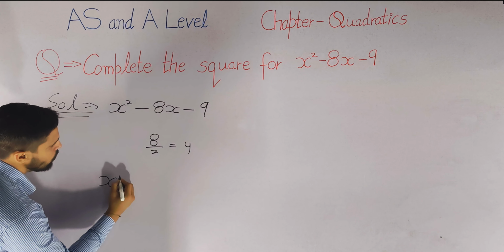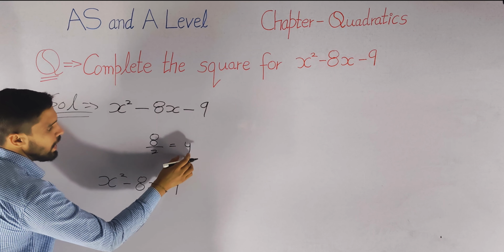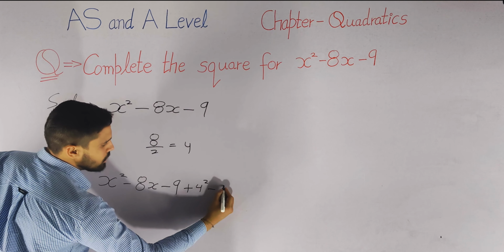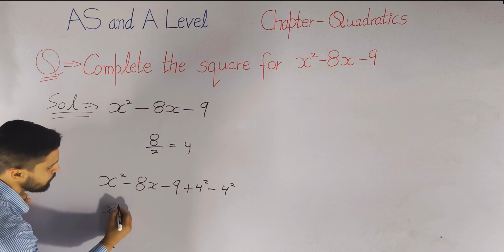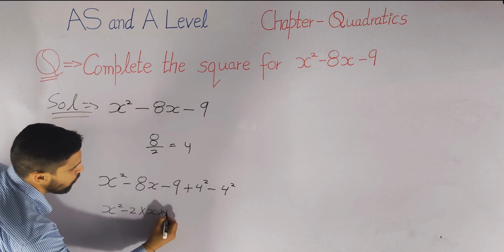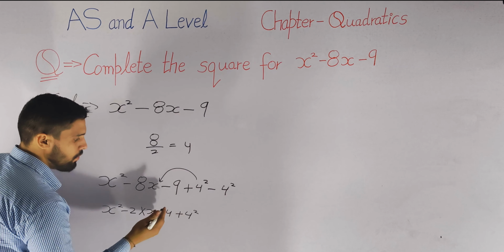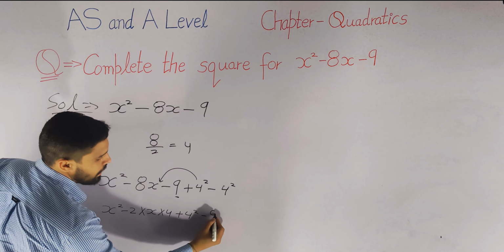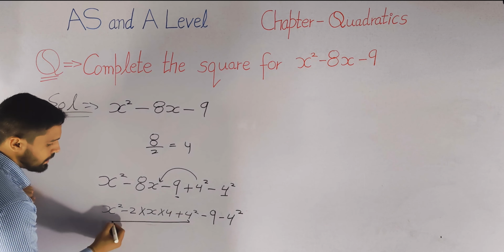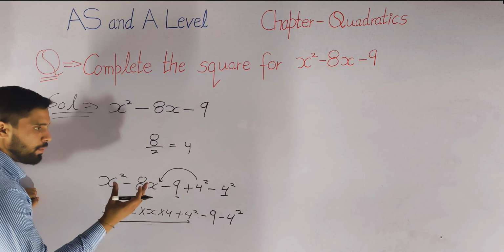In the next step you will write x square negative 8x negative 9 as it is, and you will add the square of this and subtract the square of this, and this expression can be written as 2 into x into 4 plus 4 square. I have written 4 square before negative 9. I will write this negative 9 here, and here I will write negative 4 square.